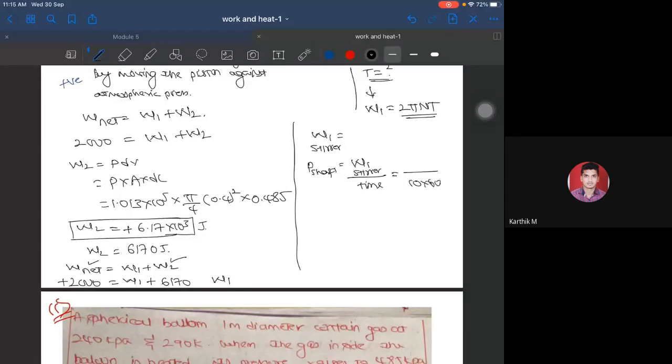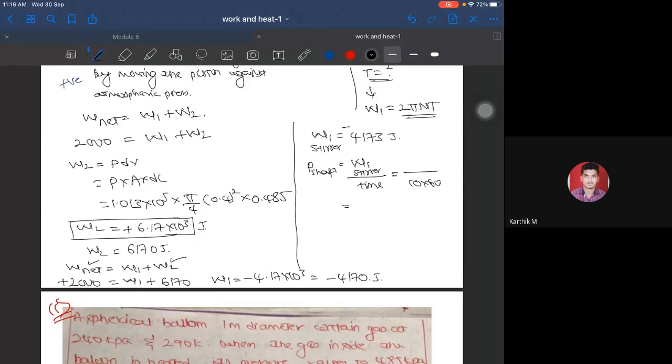Minus 4.17 into 10 power 3. Can I just write it as minus 4170 joules? So it is 4173. You can neglect the negative sign because you need to calculate the torque. That's great, Ashmita. It is 4173 joules.